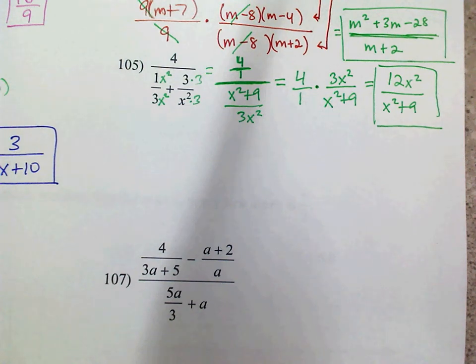So yeah, if you have addition or subtraction of fractions within a fraction, you need to combine those first, and then you can flip and multiply.